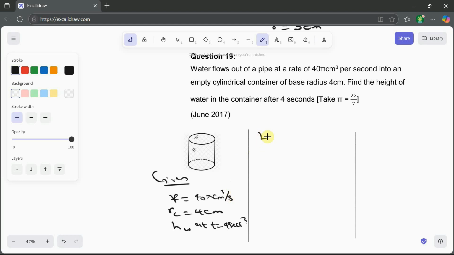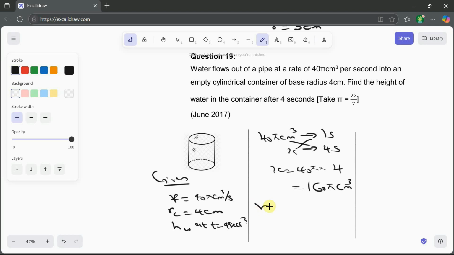If 40 pi centimeters cubed goes out of the pipe in 1 second, how much volume will have come out in 4 seconds? You just cross multiply, and you say x is equal to 40 pi times 4, and that will give you 160 pi centimeters cubed. This is how much volume of water has entered this empty cylindrical container. So if this volume of water has entered, how high did that water rise?